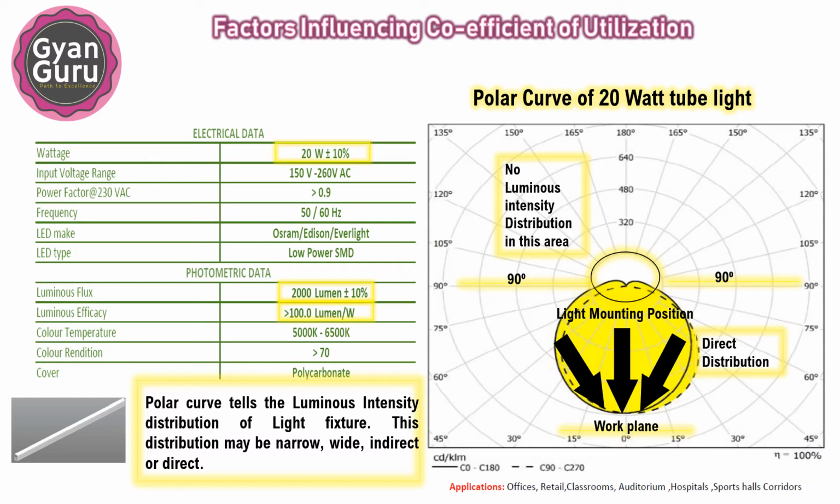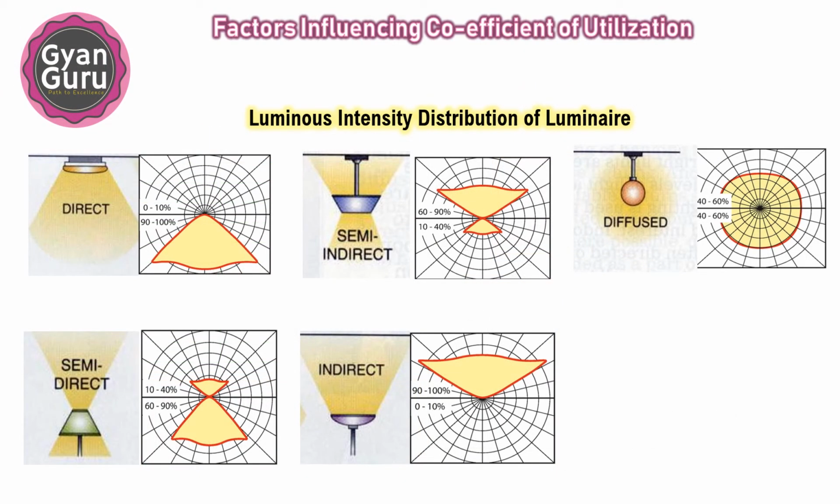Let's see how we can categorize the distribution as direct, indirect, semi-direct, diffuse, etc. The diagram illustrates the distribution of luminous intensity in candela of the luminaire. The photometry curves provide a visual guide to the type of light distribution produced by the luminaire. Let us see them one by one. Direct distribution: more than 90% of light from the source falls directly on the object or the surface to be illuminated.